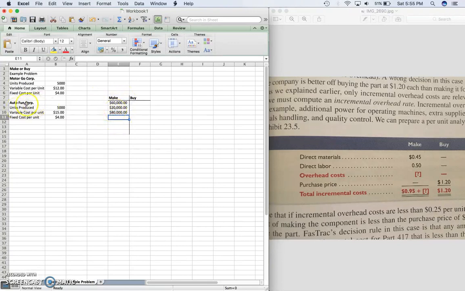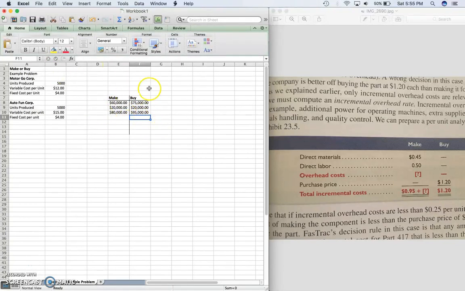If they were to get it from AutoFund Corporation, they would do the same thing over here just to figure out what the math is on this. So that would be 5,000 units times AutoFund Corporation's price for variable cost, which is 15. And then we do the same thing, units produced times the fixed cost. And then we would add these up. I'm just using the Excel equation to add things up, which is a sum. And that equals 95.